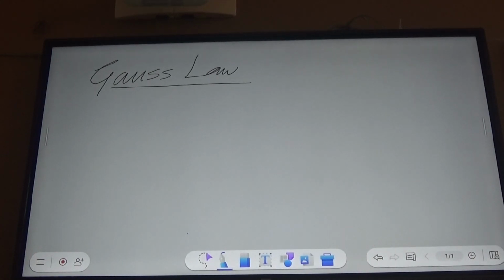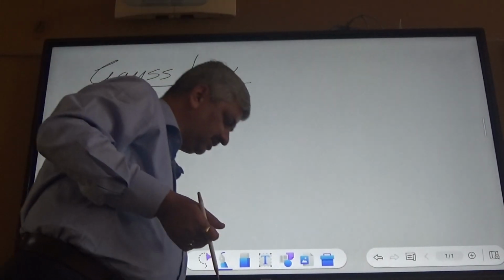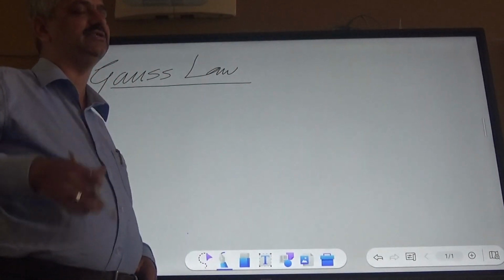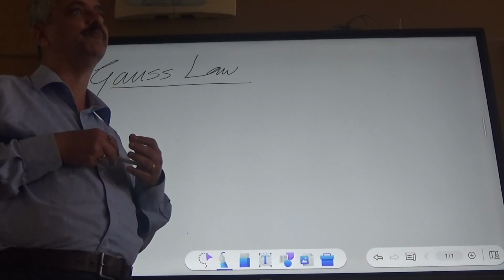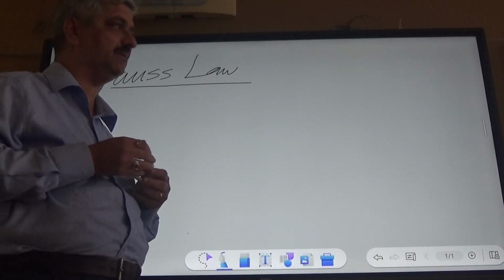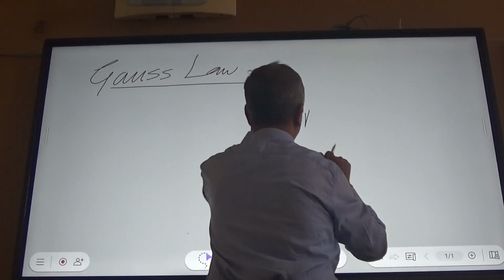So after studying the electromagnetic field because of point charge, line charge and either sheet charge or surface charge, we move to the next point, that is Gauss law. Prior to that, there is a concept of electric flux.